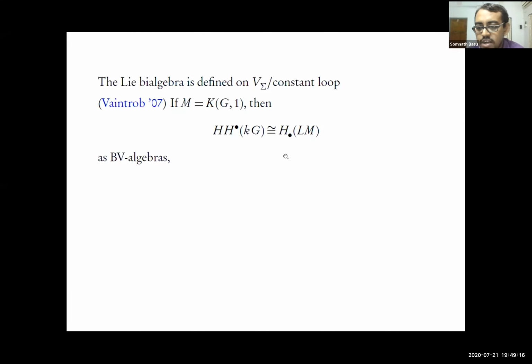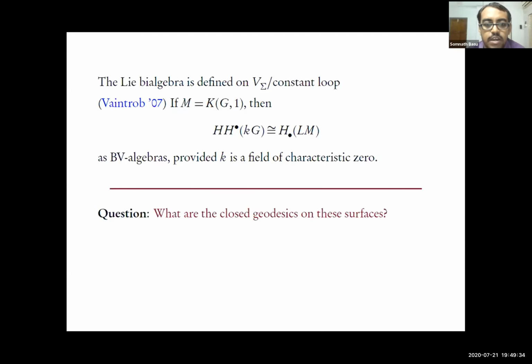So this was the thing that I was hinting towards. If you replace this with cohomology and not homology here, then this is an algebra, this is an algebra, it's an isomorphism as BV algebras, which is very nice, right? Provided K is, let's say, Q. But this is very specific to manifolds of the form K(G,1), not for other kinds of manifolds. Okay. But finally, let me come full circle and finish up where we began. We started off with closed geodesics, and let me finish on a simpler note by asking, okay, what are the closed geodesics on the surfaces that we have been talking about?